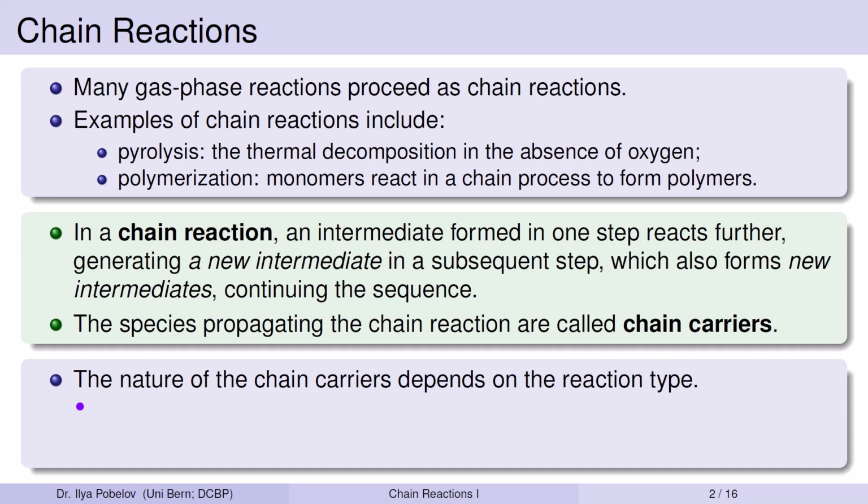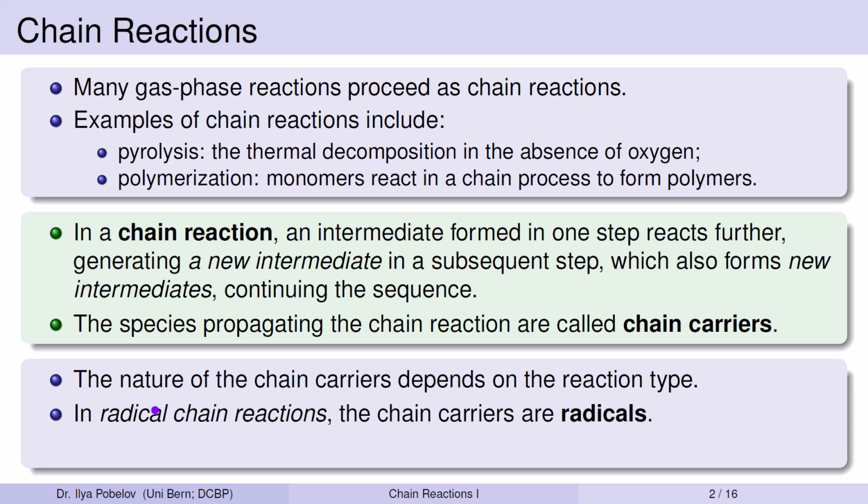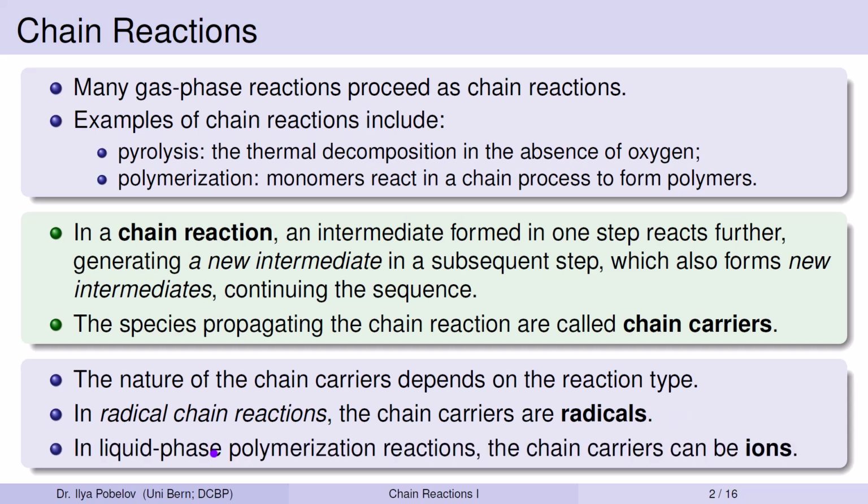The nature of the chain carriers depends on the reaction type. In the radical chain reactions used as examples in this lecture, the chain carriers are radicals, species with unpaired electrons. However, in some liquid phase polymerization reactions, the chain carriers can be ions instead of radicals.